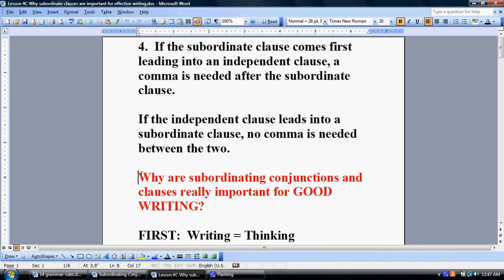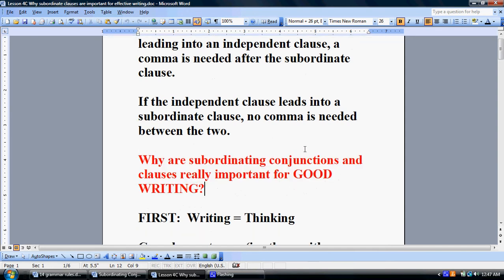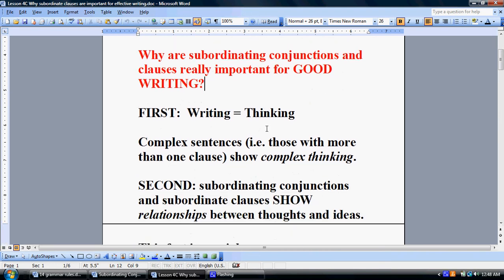But one of the biggest and most important essential questions for understanding these relationships in grammar is, why are subordinating conjunctions and clauses really important for good writing? I think that's generally what's lacking when we classify or diagram sentences ad nauseum: well, why is this important to our writing? And so I'm laying out some rationale for why we need to teach and understand subordinating conjunctions and clauses and the like.